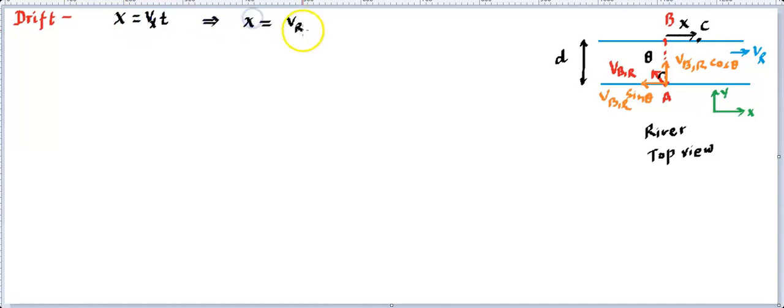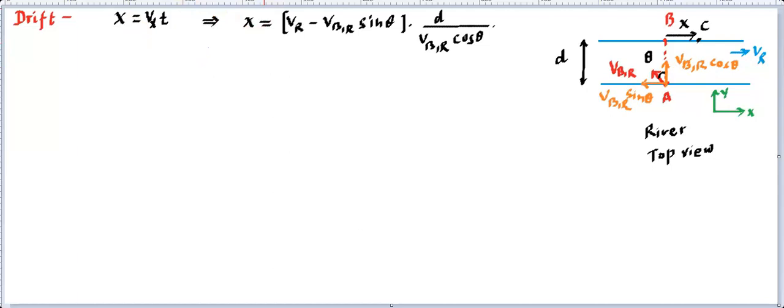So Vr minus VBR sine theta, into t, which came out to be d divided by VBR cos theta. So that becomes the formula for drift. If you have been given the width of the river, the angle theta in which you are moving, and these velocities, this expression will let us know what the drift is going to be. So you can easily find out.